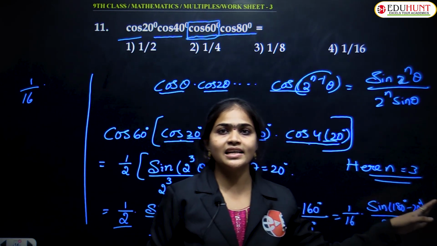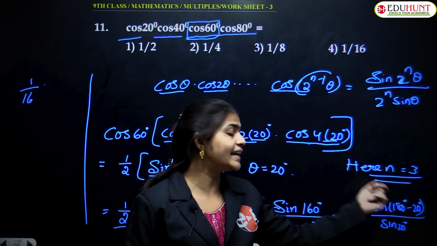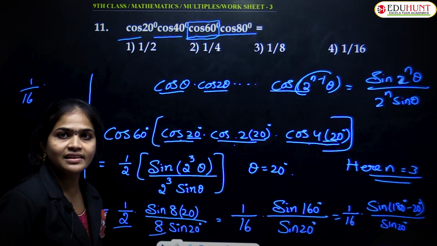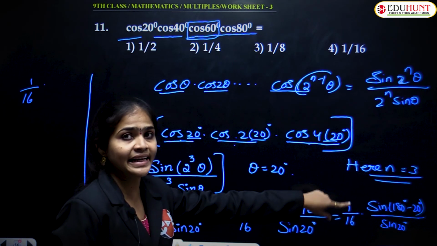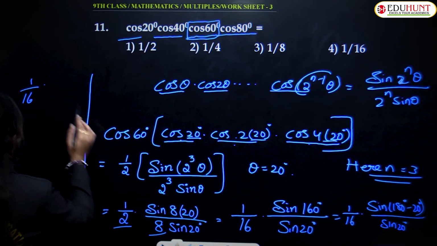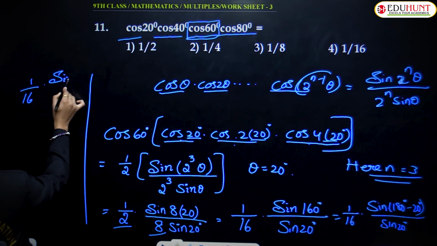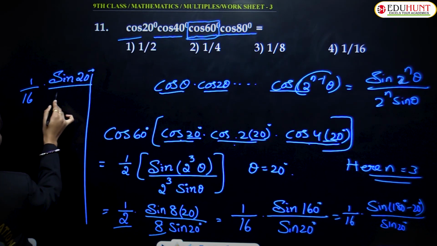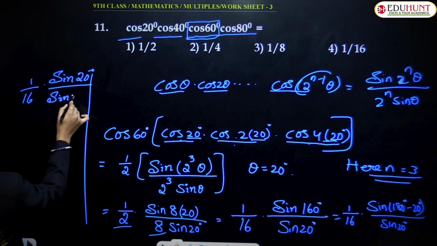So 180 minus theta means the second quadrant. In the second quadrant, is sine positive or negative? Positive. So is there any change in that? No change. Why? Because here it is 180 minus theta, so there is no change in the trigonometric function. So directly we can write that one as sine theta, where theta is equal to 20 degrees, whole by sine 20.